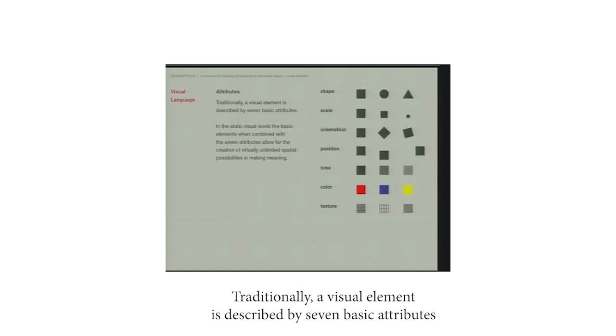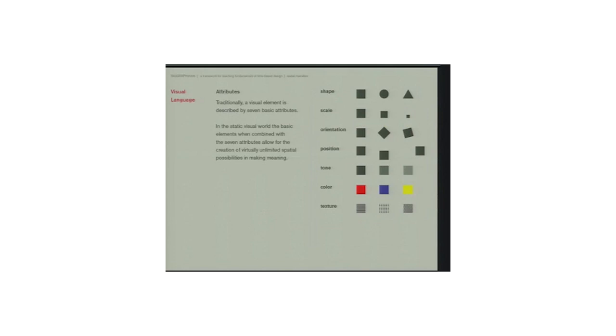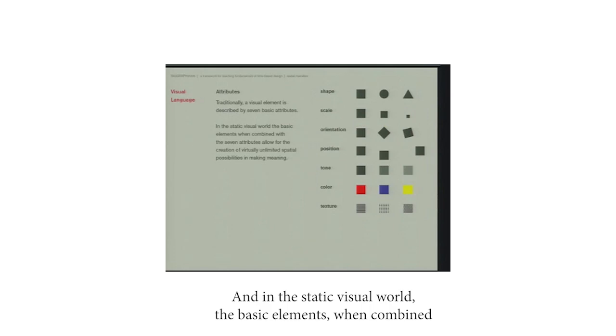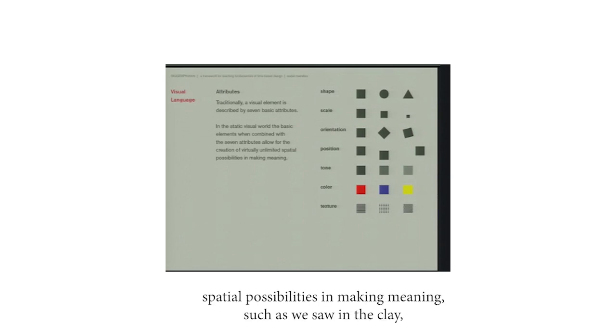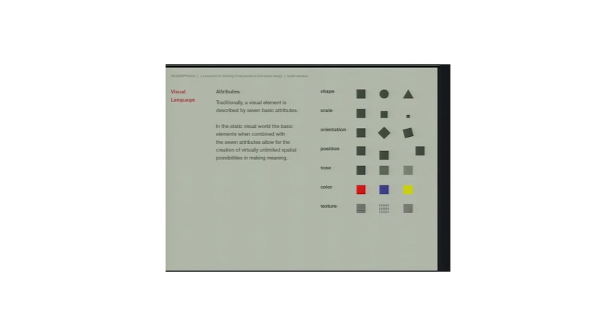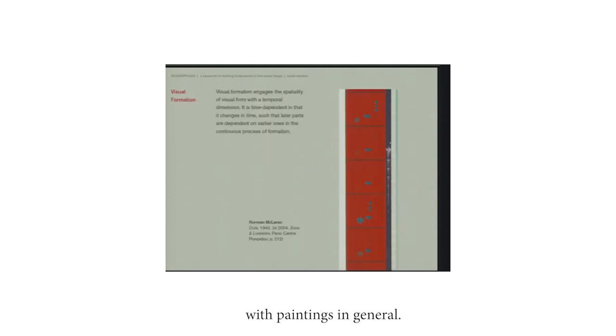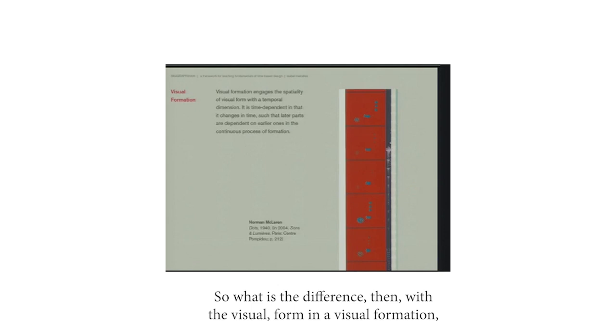Traditionally, a visual element is described by 7 basic attributes: shape, scale, orientation, position, tone, color, and texture. And in the static visual world, the basic elements, when combined with the 7 attributes, allow for the creation of virtually unlimited spatial possibilities in making meaning, such as we saw in the Klee painting, and we are all familiar with paintings in general. So what is the difference then with a visual form and a visual formation?